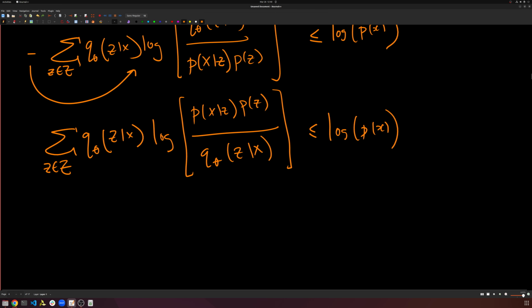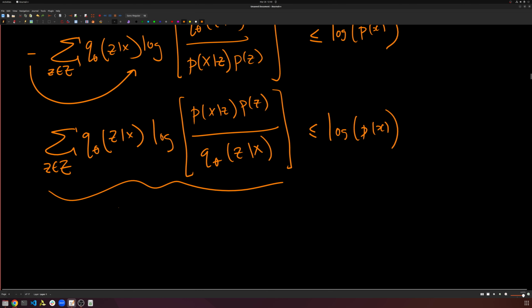Here we go. This here is known as the ELBO loss. This is our evidence lower bound. So let's examine exactly what's happening here.